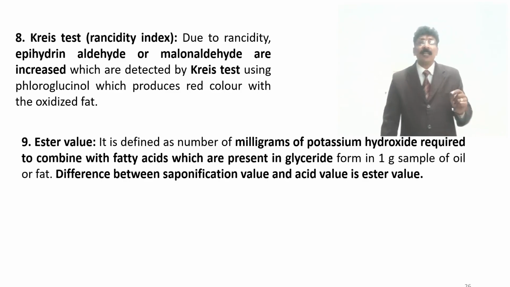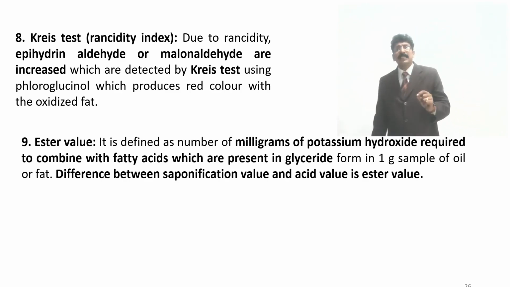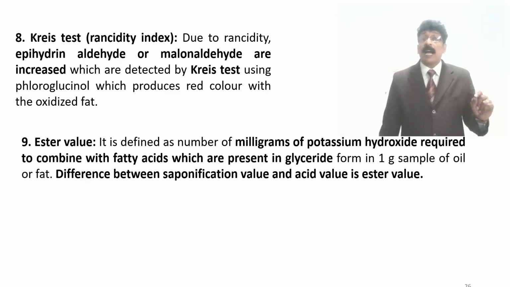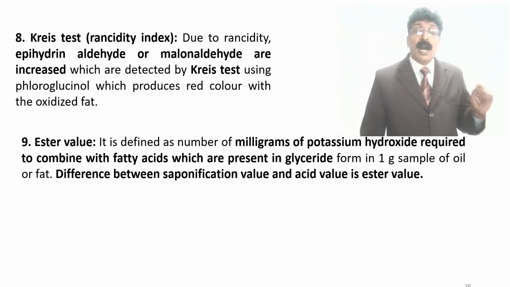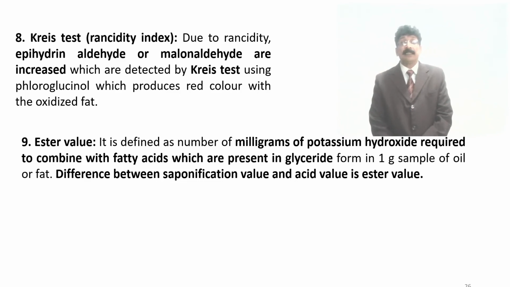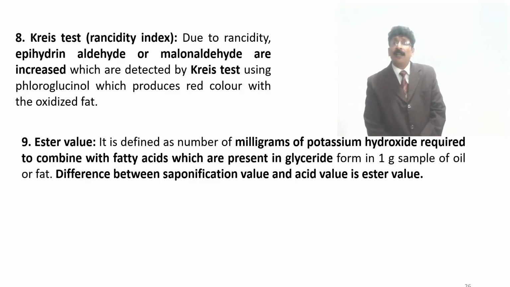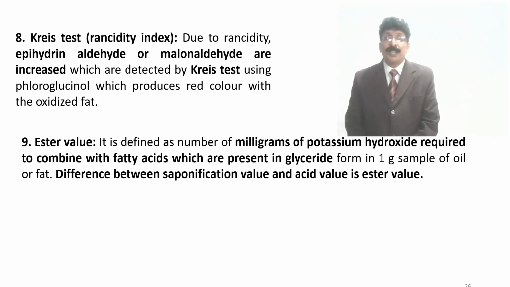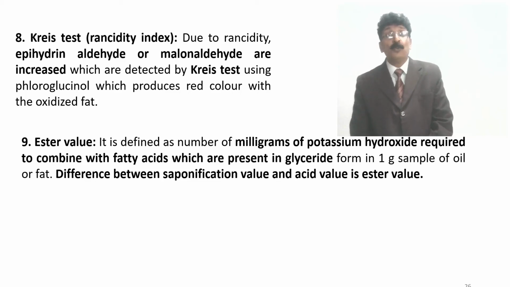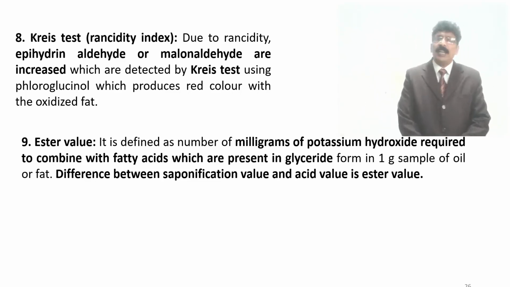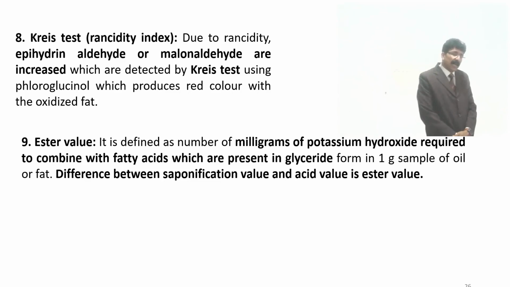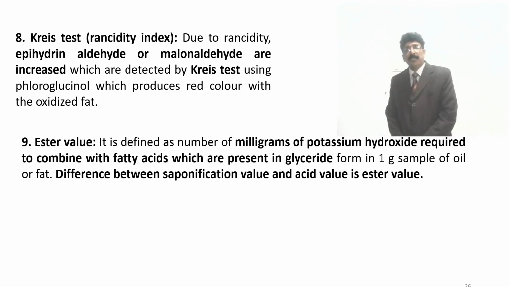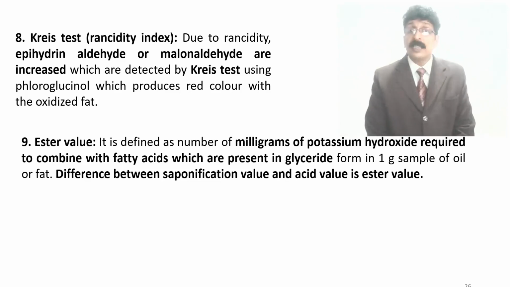Ester value is defined as the number of milligrams of potassium hydroxide required to combine with the fatty acids present in glycerides formed in 1 gram of sample oil or fat. The difference between saponification value and acid value is the ester value. Very simple: find out the acid value, find out the saponification value, and the difference gives the ester value.